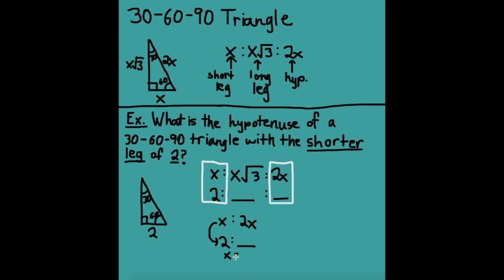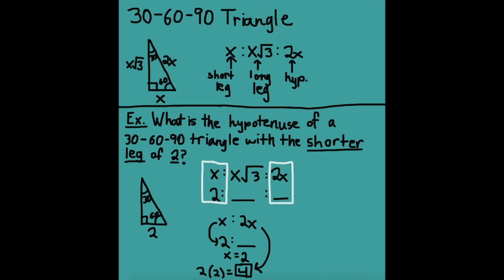x equals 2, so if you substitute x equals 2 inside 2x, you will get 4. Another way to think about this is the ratio between the shorter leg and the hypotenuse says to multiply the shorter leg by 2 to get the hypotenuse. Therefore, the hypotenuse equals 2 times 2, which equals 4. The hypotenuse in this 30, 60, 90 triangle is 4.